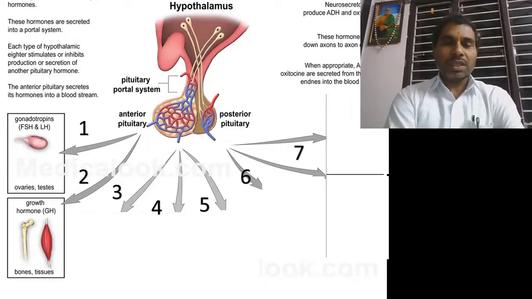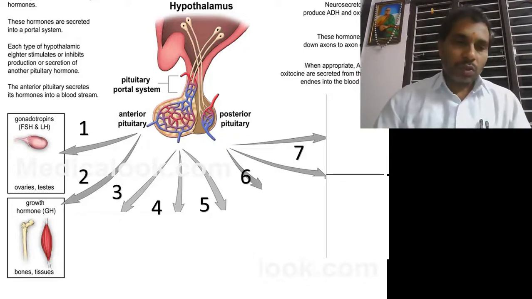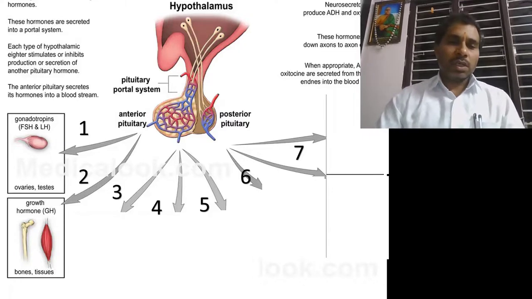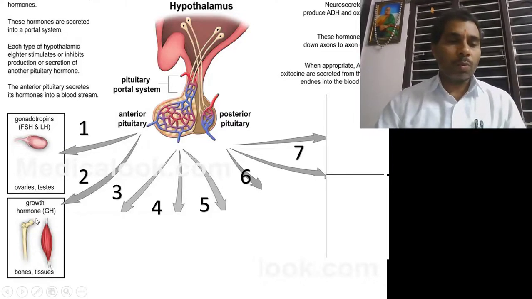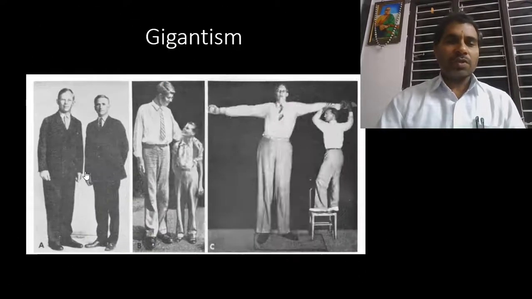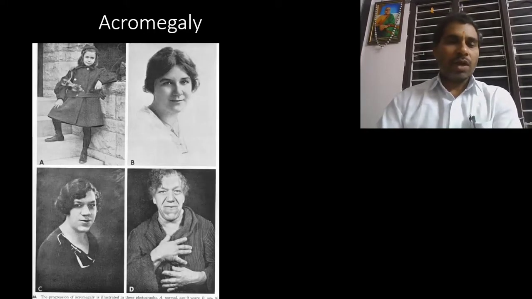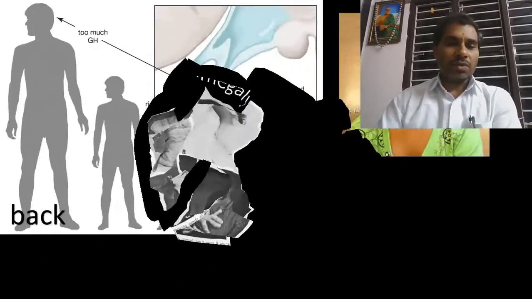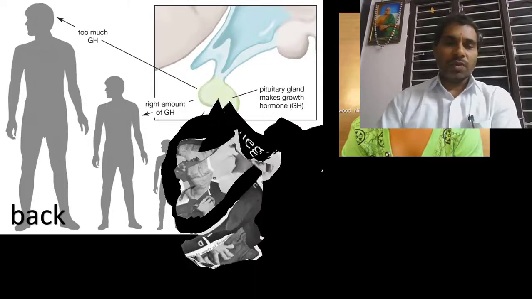There are three parts affected by growth hormone: one is bone, another is muscle, and another is adipose tissue. If there is a growth hormone deficiency or growth hormone abnormalities, then what happens? There are different diseases: one is gigantism, another is acromegaly, and another is dwarfism.